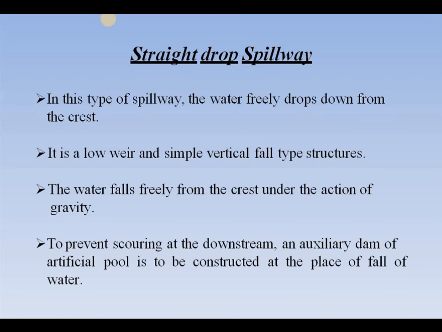The water falls freely from the crest under the action of gravity, and to prevent scouring downstream, an auxiliary dam or an artificial pool is constructed at the place of fall of the water. मतलब हम लोग जहाँ पे पानी गिरेगा वहाँ पे हम लोग आर्टिफिशियल पूल भी बना सकते हैं.